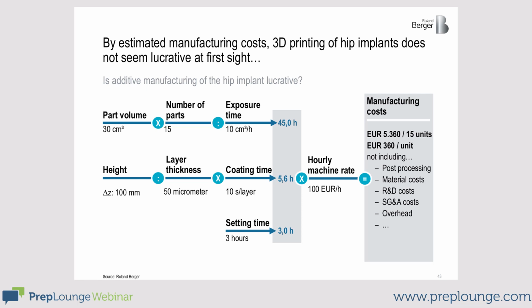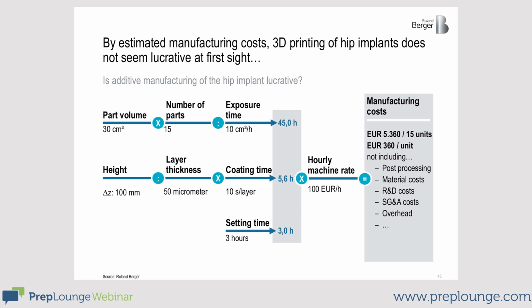Here I need to know how many layers need to be coated. The height of the piece was 100 mm and the layer thickness is 50 micrometers. The height divided by the layer thickness makes the number of layers. The difficulty here is most likely not to come up with the equation, but to convert the unit millimeters, 10 to the power of minus 3 meters, into micrometers, 10 to the power of minus 6 meters. Doing the math, I get 2000 layers.